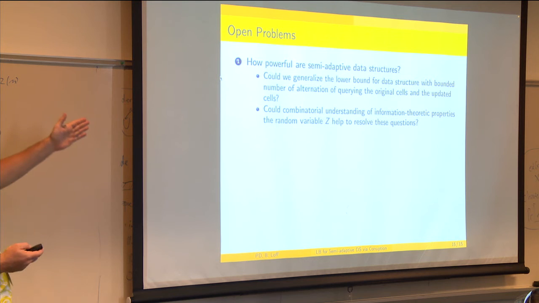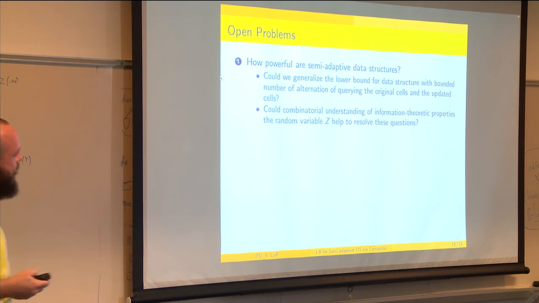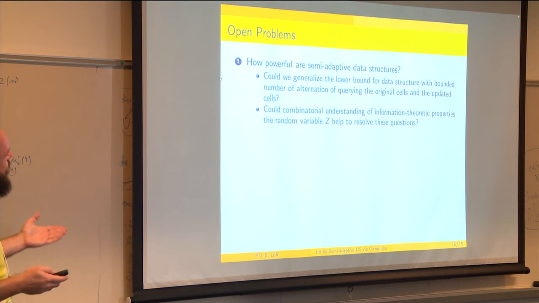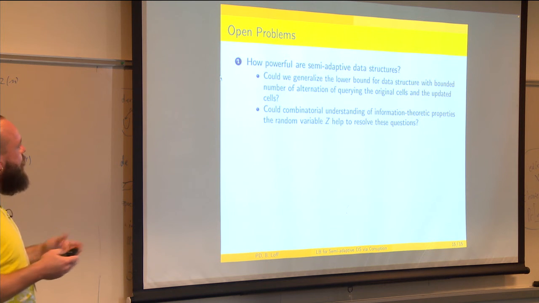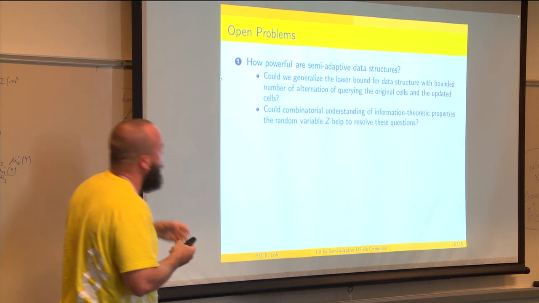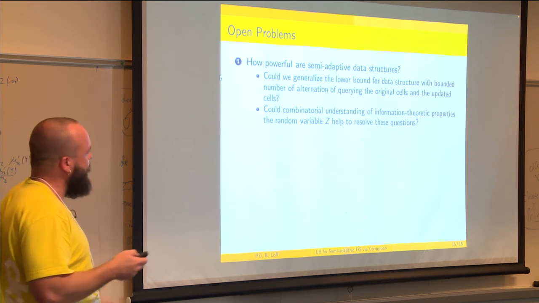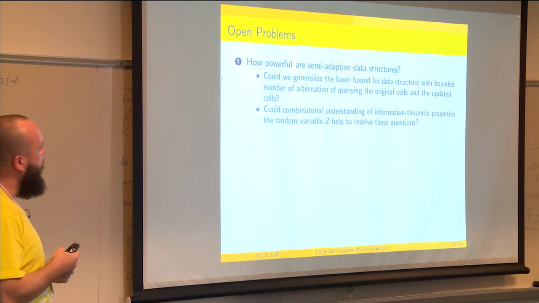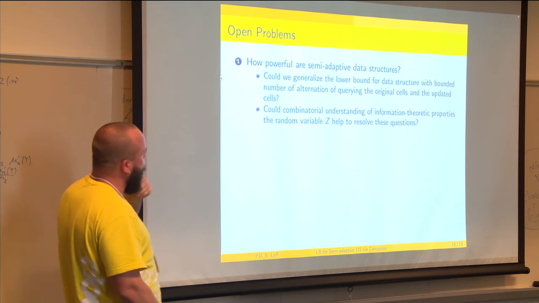I would like to conclude with some open problems. These are already stated in the original paper from Omri and Yang. How powerful are semi-adaptive data structures? Are they as powerful as the fully adaptive data structures? Is there some separating problem? So that's one question.